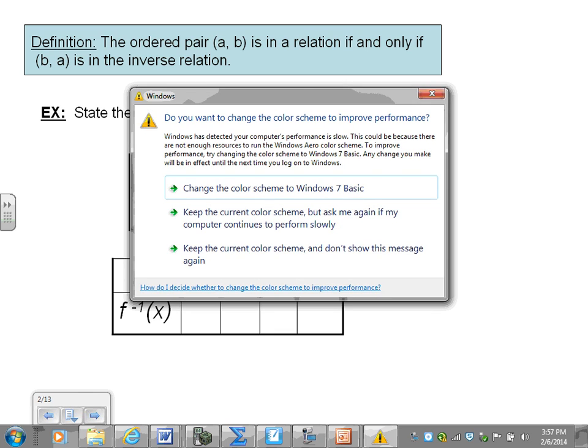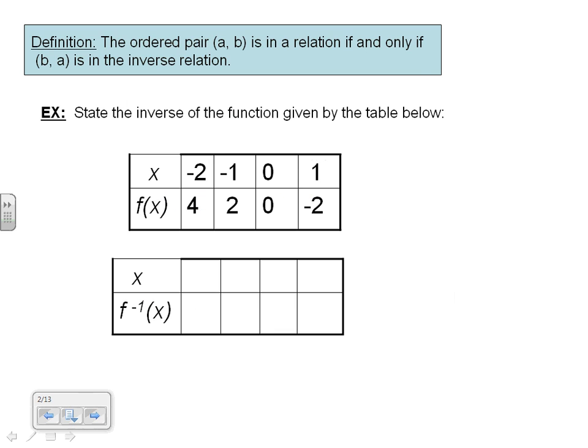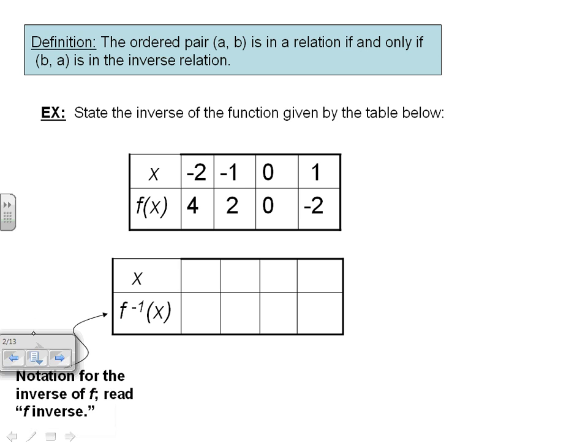A little note here. When we want to talk about the inverse of a function, we write this notation. It looks like an exponent, like f to the -1. That's an unfortunate coincidence. It's really saying f inverse. So there's our notation for the inverse of f.